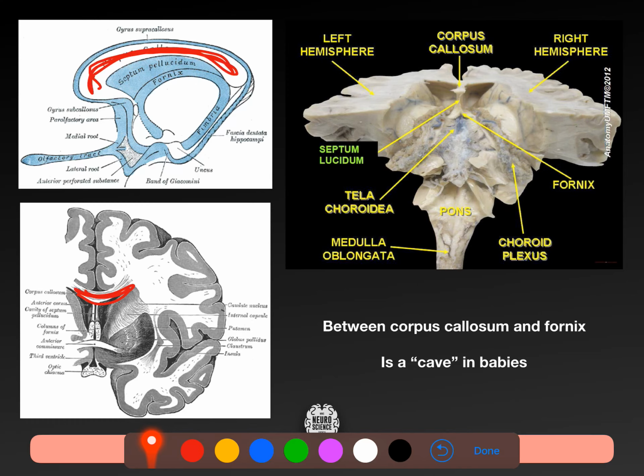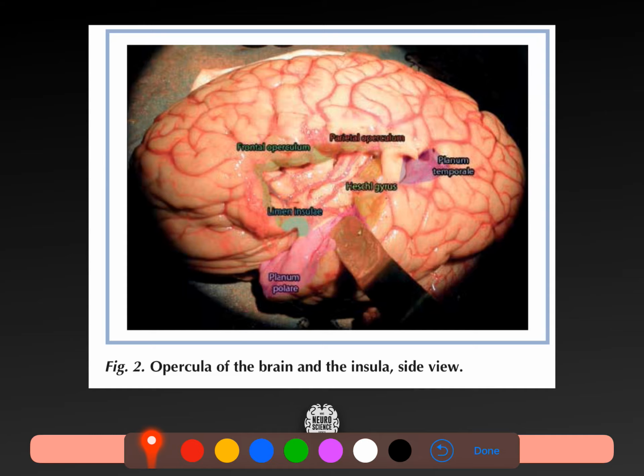So that's septum pellucidum. Number 3 is the insula. We touched on this last time. If you take the lateral sylvian fissure and open it up, you've got your frontal operculum, your parietal operculum, Heschl's gyrus, which is the transverse temporal gyrus, which is the primary auditory cortex. And within here we have the insula. So peel open that lateral fissure and you come to the insula.